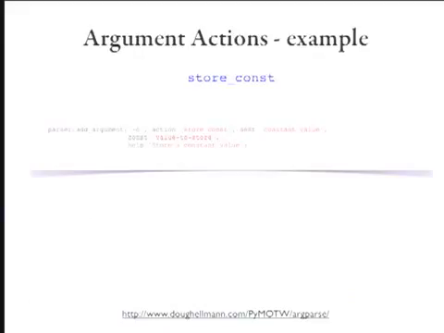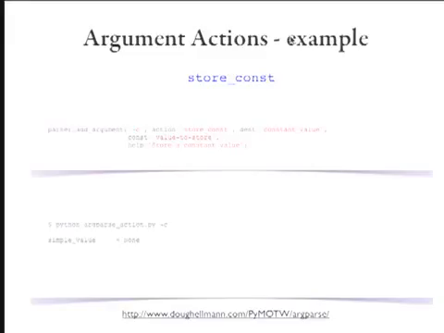So going on to store constant, to delineate the difference between this and store. Here we just give it the flag -c. And what will this do? So this simple value is none because we haven't defined that. So what will the destination constant value be stored as?